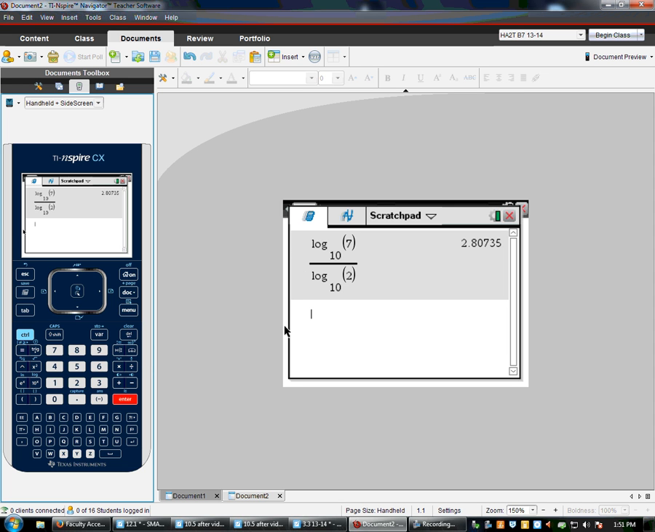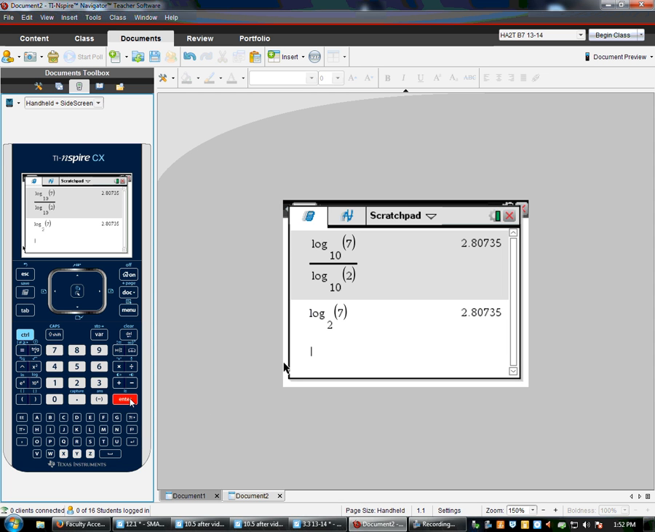So let's just check it, because with your Nspire, you can handle bases like base 2. Let's compare what our answer would have been if we were able to solve it directly, which we are because we have the Nspires. So log to the base 2 of 7, does that give us the same answer? Yes, 2.80735. So this is the change of base formula.